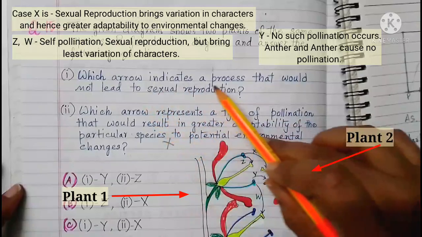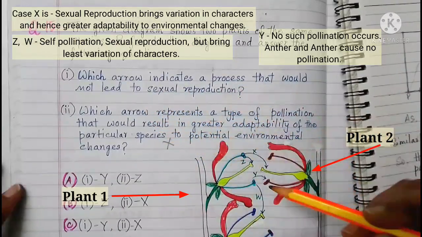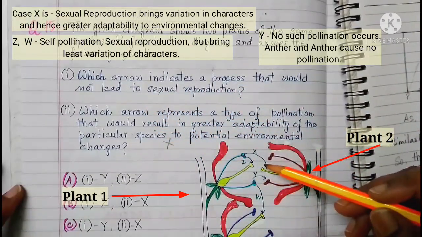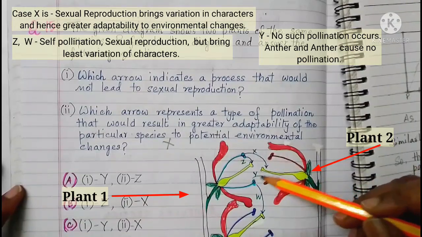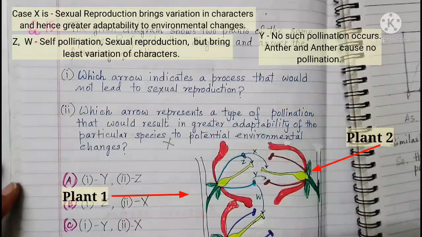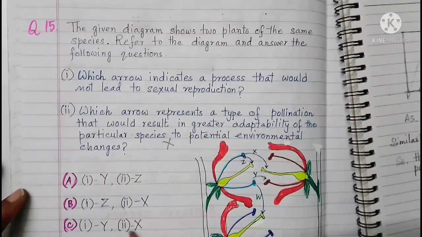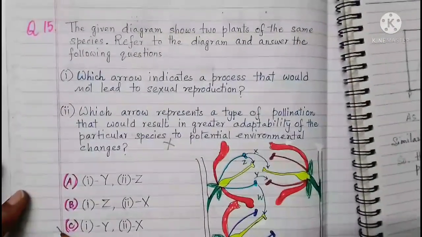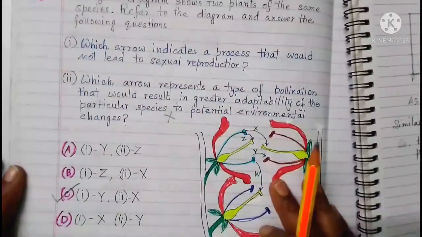Now, which arrow indicates a process that would not lead to sexual reproduction? If this is happening, I think it is Y. So I think 1 is Y and 2 is X. This option will be the perfect option.